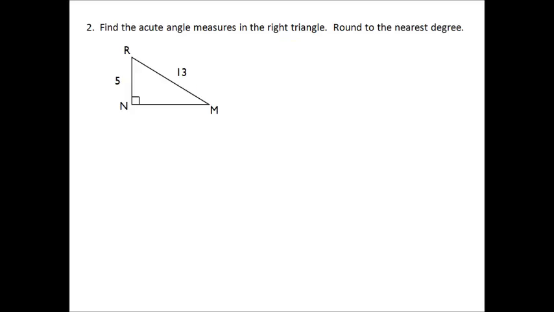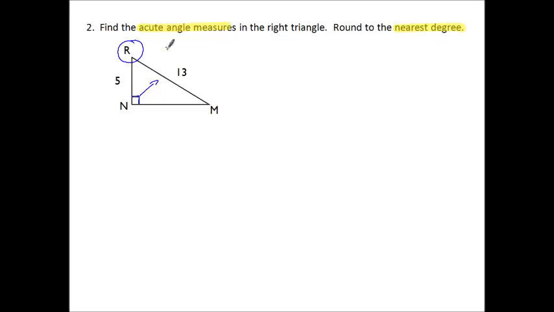In our last example of the day, we are again going to put all these things together, find the acute angle measures in the right triangle, and round to the nearest degree. So it doesn't really matter where we start. We could start at angle R or angle M. I'm just going to choose to start at angle R. So let's identify our 3 sides.